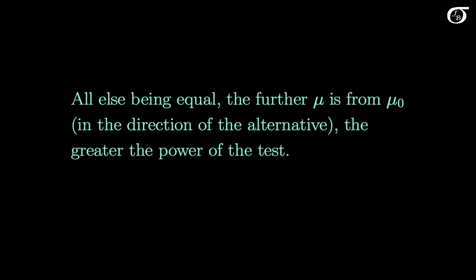Now let's look at what factors affect the power of the test. All else being equal, the further mu is from mu naught in the direction of the alternative hypothesis, the greater the power of the test. The bigger the difference between the true value of the population mean mu and the hypothesized value, the easier it's going to be to detect that difference.